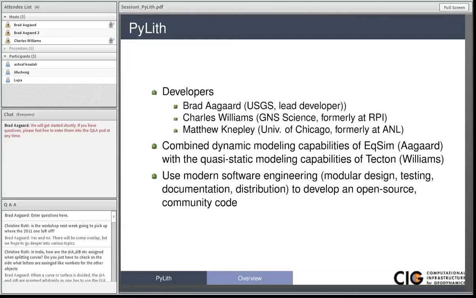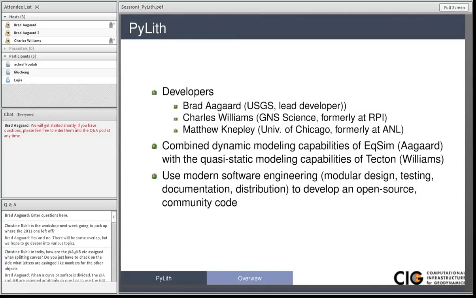Pylith has been developed by myself, Charles Williams, and Matt. We started about 6 years ago, I think. And our goal from the beginning has been to combine the dynamic modeling capabilities of EQsim, which is a code that I developed in the late 90s, with the quasi-static modeling capabilities of Tecton, which Charles is one of the main authors. We were both looking at earthquake faulting using finite element techniques, so there's a lot of commonality, but different applications.